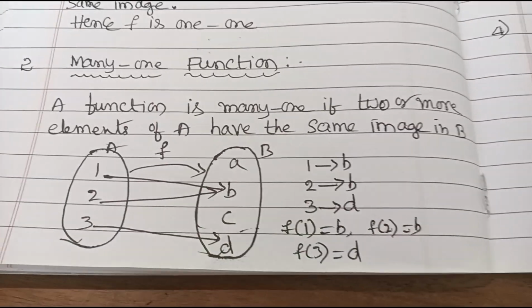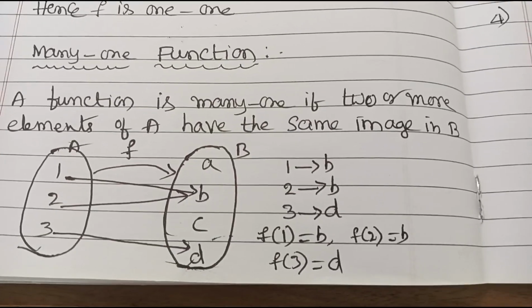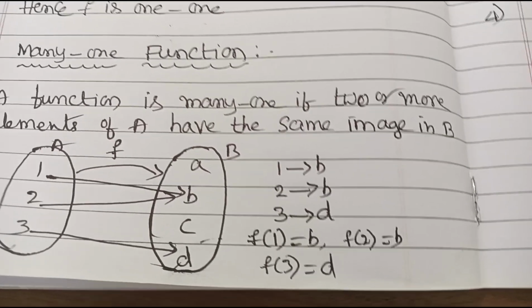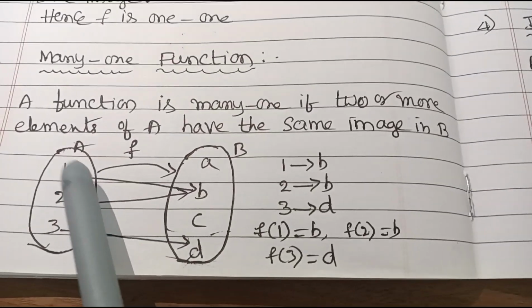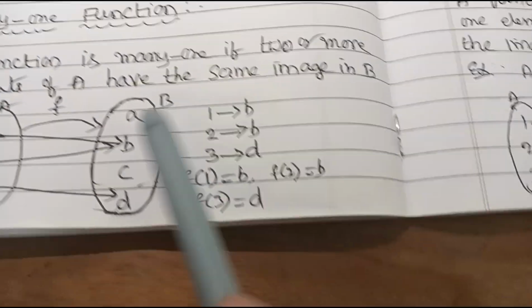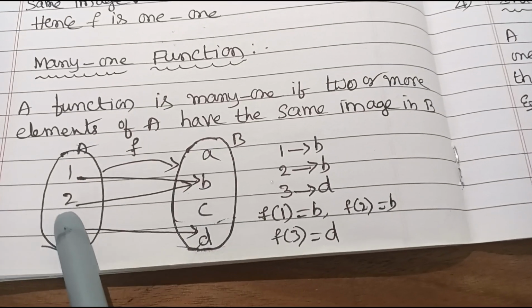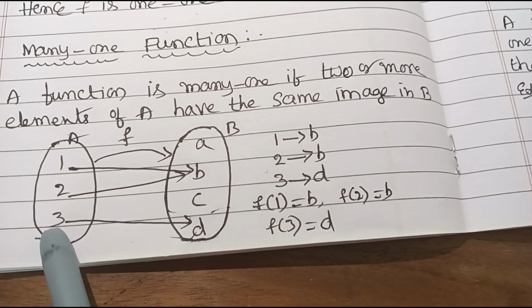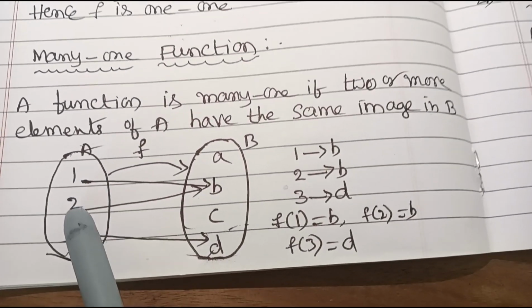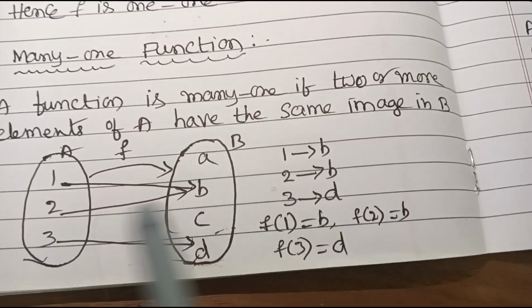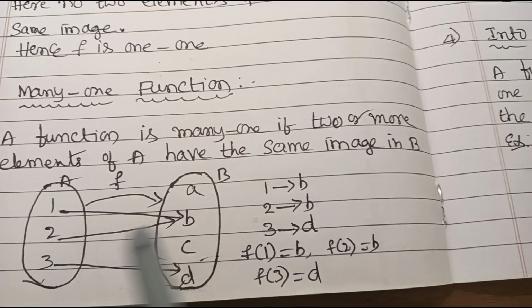Many-one function. Definition: a function f from set A to set B is a many-one function if two or more elements of set A have the same image in set B. For example, the elements of set A are 1, 2, 3, and the elements of set B are A, B, C, D. Here the image of element 1 is B, the image of element 2 is also B, and the image of 3 is D. Here two different elements of set A, 1 and 2, have the same image in set B.